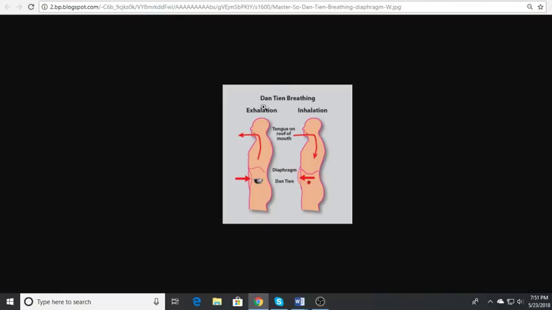So we're going to be utilizing Dantian breathing or abdominal breathing. The tongue stays on the roof of the mouth right behind the two front teeth. As you breathe in, the diaphragm goes downwards.